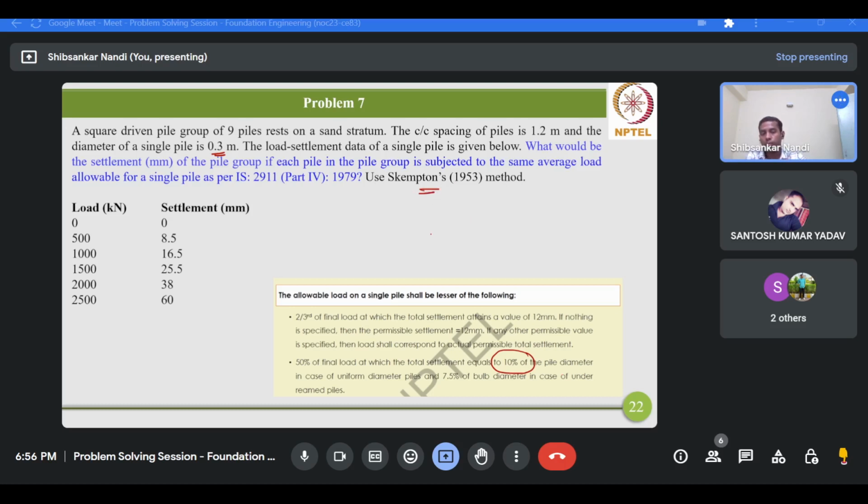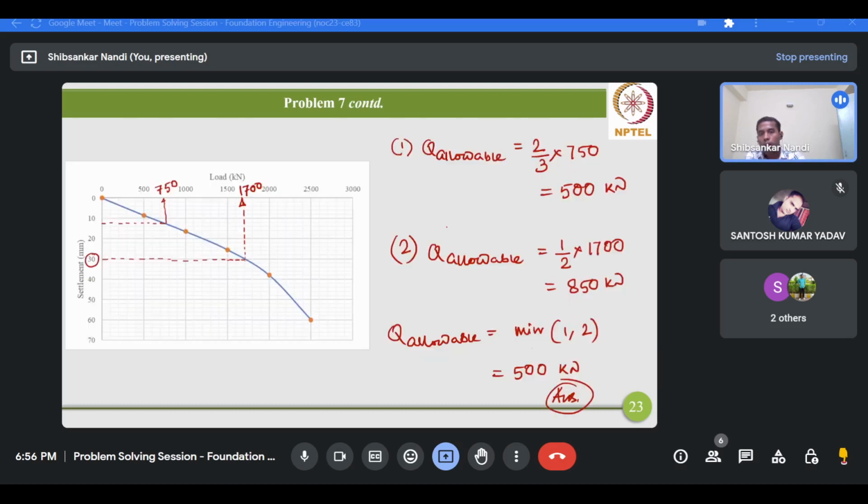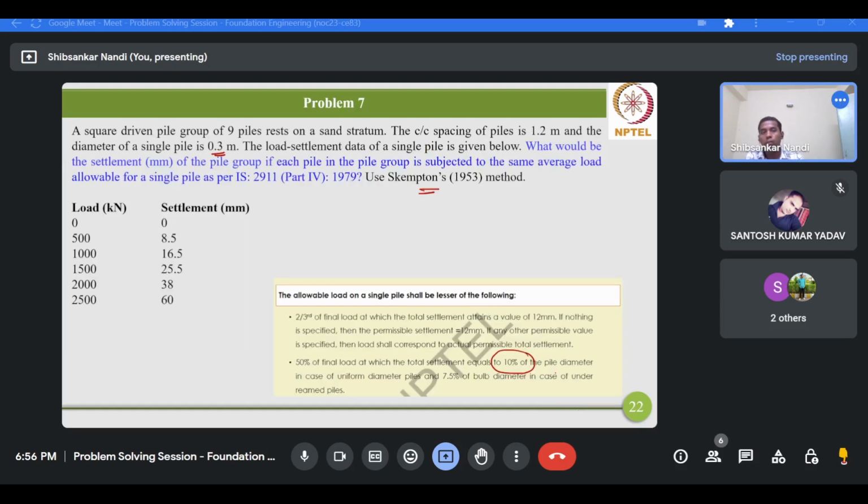Now first of all, we'll determine the settlement corresponding to this allowable load of 500 kilonewton. Why? Because it's mentioned that each pile in the pile group is subjected to the same average load allowable for a single pile as per IS 2911. Therefore, the settlement of an individual pile is not directly given in this problem. So first of all, we have to calculate the allowable load for a single pile case. Then we have to calculate the settlement corresponding to that allowable load.